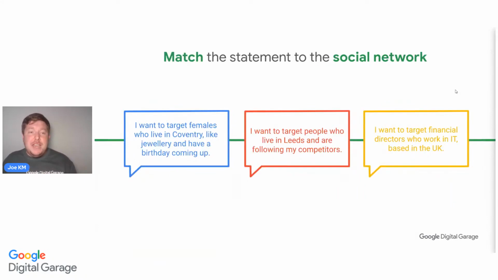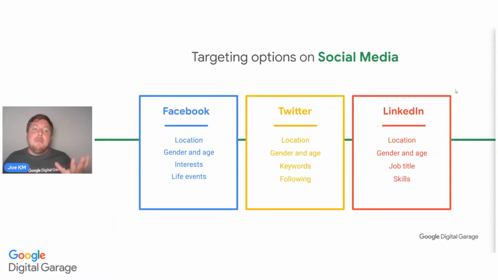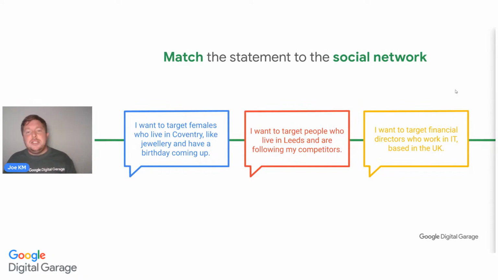So for example, Facebook. I want to target females who live in Coventry that like jewelry and have a birthday coming up, because they can treat themselves to a nice little present, and therefore they're going to have a bit of spare money, maybe from birthday money, to buy that. Perfect for Facebook. I want to target people who live in Leeds and are following my competitors. So we target other pizzerias around Leeds because they've already followed them. Why don't we just try and attract those followers to me, because they're clearly active on social media?